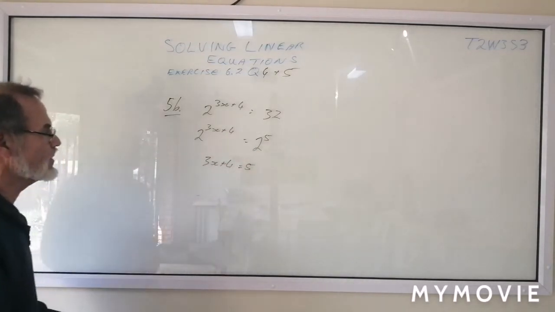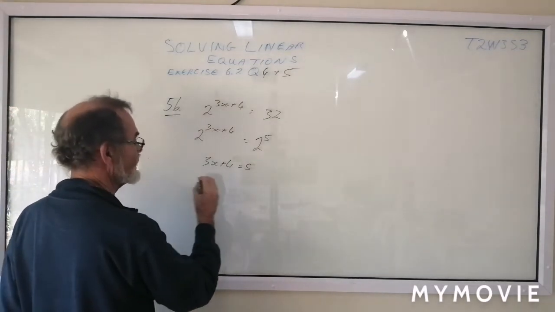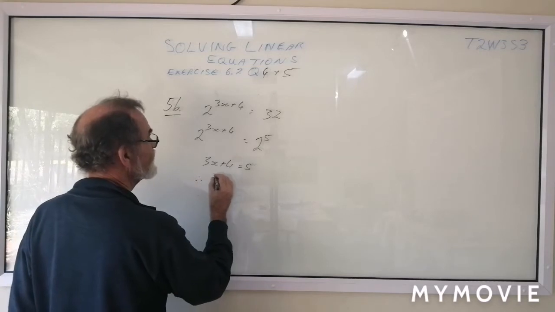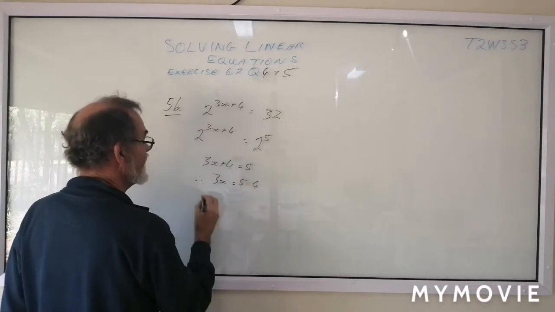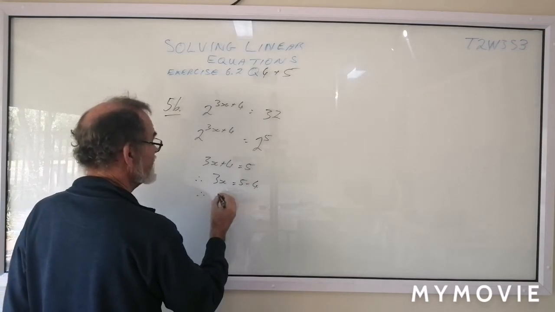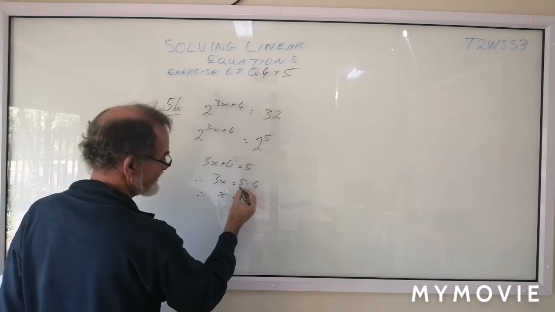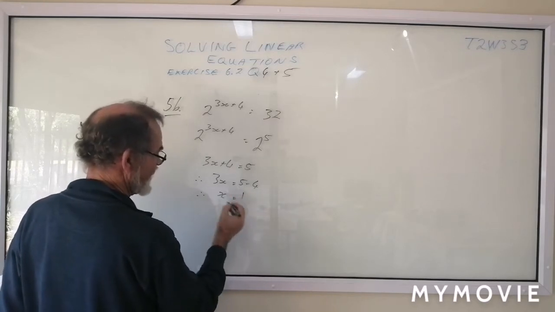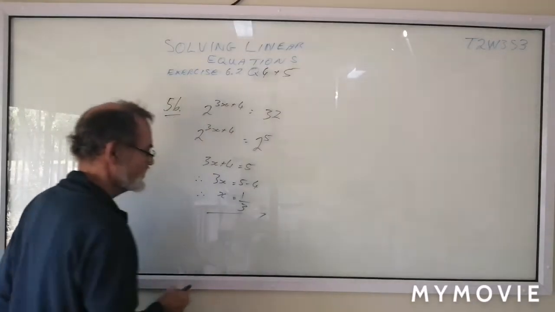And then we've got a normal linear equation to solve, which is quite easy. Subtracting 4 from both sides, therefore 3x is equal to 5 minus 4, which gives us 1, and dividing both sides by 3, x is equal to 1/3.